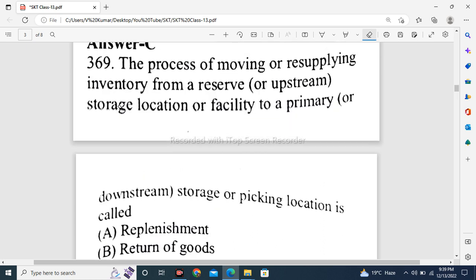Replenishment. The process of moving or resupplying inventory from a reserve, a storage location or facility to a primary, a storage or picking location is called replenishment. Answer A.